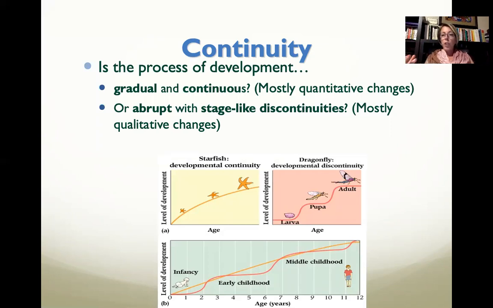But it's a good question to ask about behaviors that you're seeing, about stages that have been proposed. Is that really a stage? Is there really a lot of things happening at once that are changing in kind, not just more or less? What's really going on here?